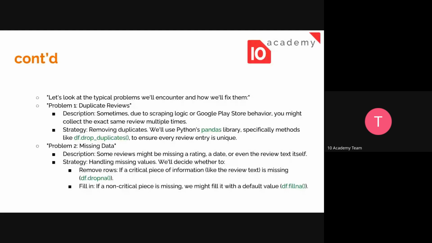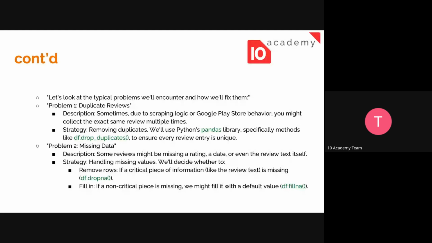And the second problem is missing data. This can happen when a user leaves only a star rating without typing anything, or when the scraper failed to capture a field. Missing values cause problems when we do analysis like sentiment, trend, or visualization.